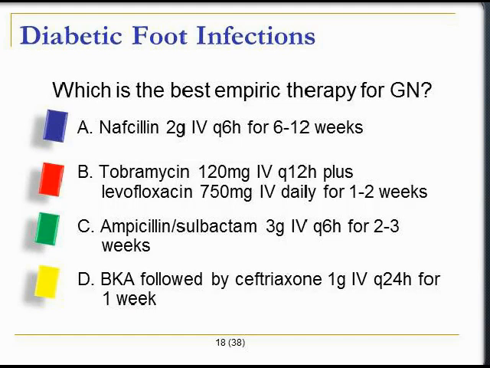Now moving to question 6, which is the best empiric therapy for GN? Nafcillin alone every 6 hours for 6 to 12 weeks, tobramycin plus levofloxacin for 1 to 2 weeks, ampicillin sulbactam for 2 to 3 weeks, or a below-the-knee amputation followed by ceftriaxone for a week. Good. So let's go through treatment. Hopefully we won't have to go to D, but it does happen.